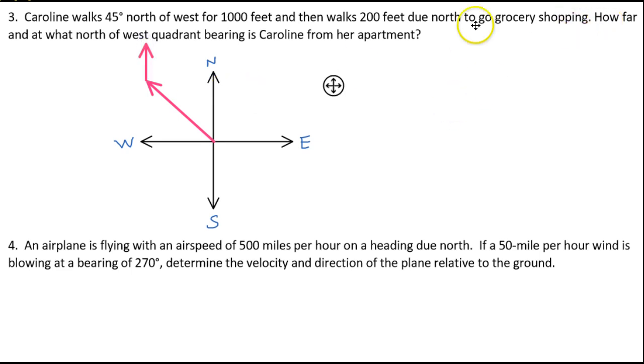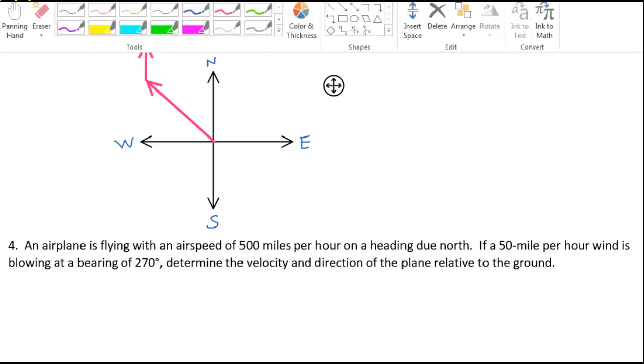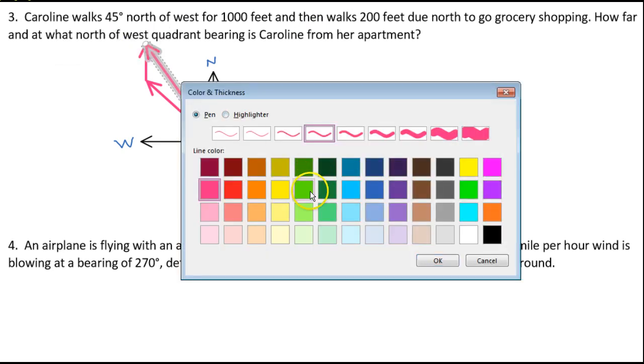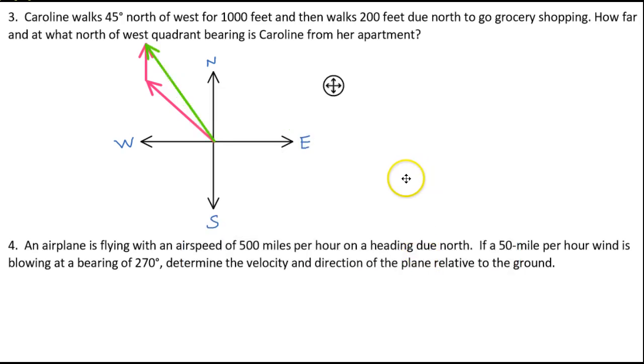Now, we want to know how far and from what north of west quadrant bearing is Caroline from her apartment. So we are talking about the resultant vector from the beginning of her trip all the way to the end. I'm going to make this one green because it's the resultant vector. So it's the green vector that we want to know about: the magnitude and the position.